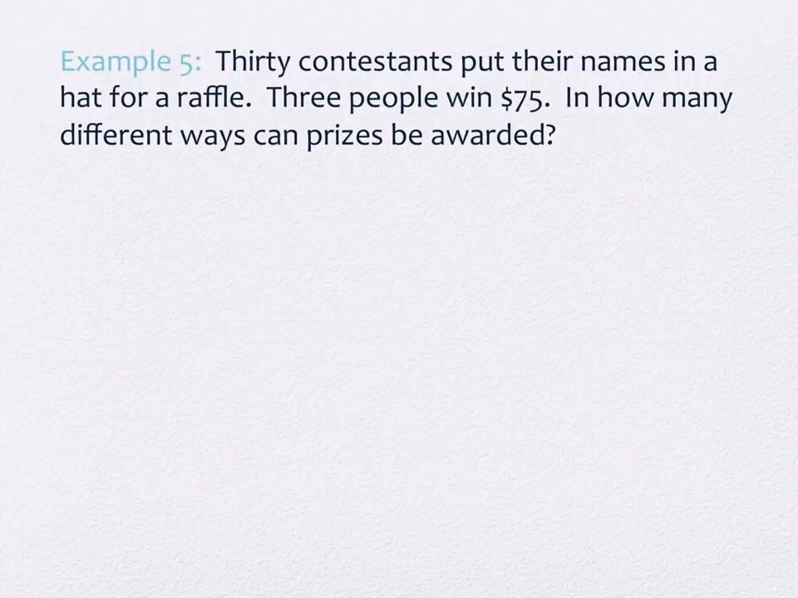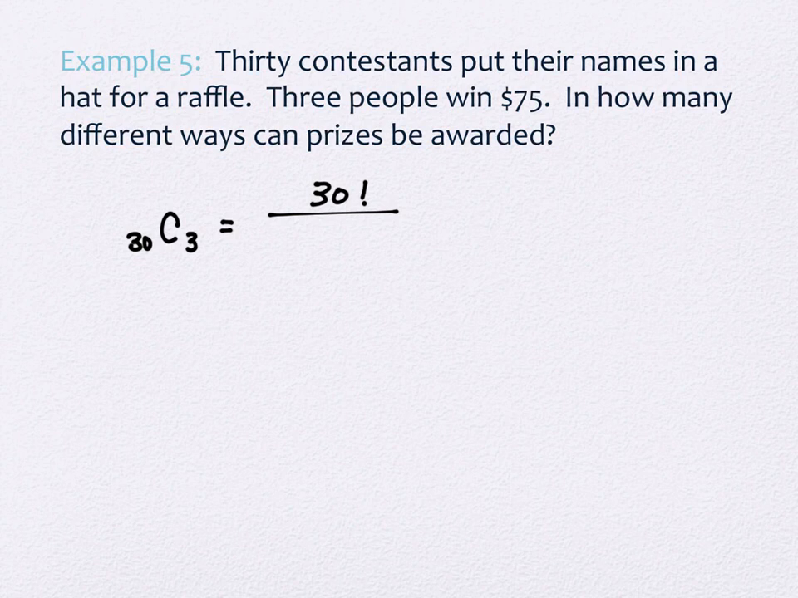So we have our 30 contestants. It's a combination because their prizes are the same. The order I draw them in doesn't matter. So it's 30 choose 3. The 30 factorial goes on top. The number of non-winners, aka losers, is 27. So that's on bottom. But the number of winners is on bottom as well, 3 factorial.